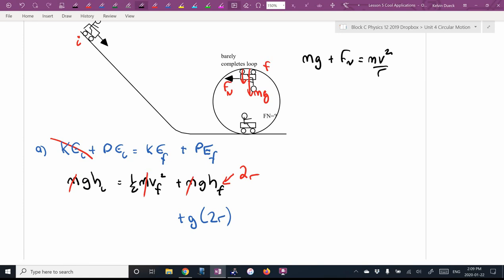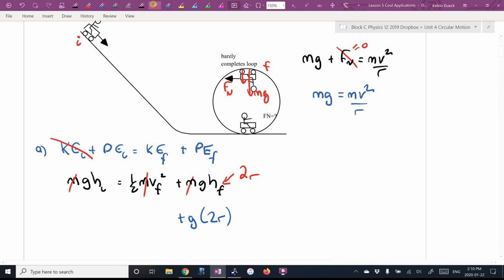Caleb, what word did I underline in the original question? What word did I also put on the diagram right at this location? We're going to barely make it, in fact, so close that you're almost going to feel like you're going to fall out of your seat. You're going to be feeling weightless. In which case, what's the normal force exactly as a number if I'm barely making it? So you can all put a little equals zero because of barely. And I get mg equals mv squared over r.